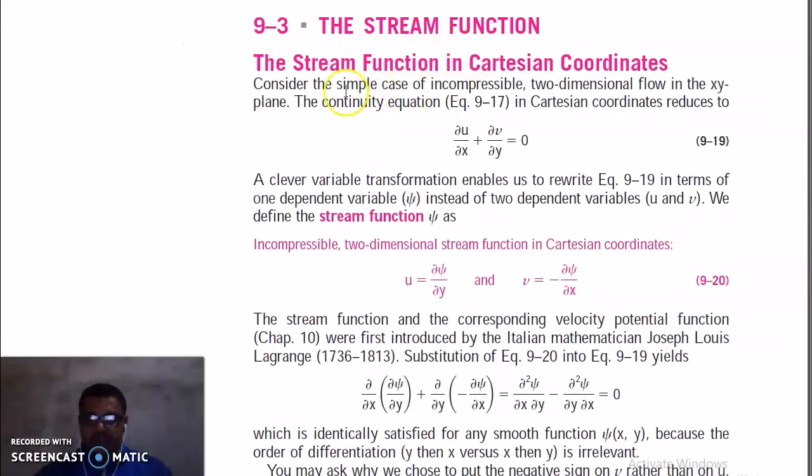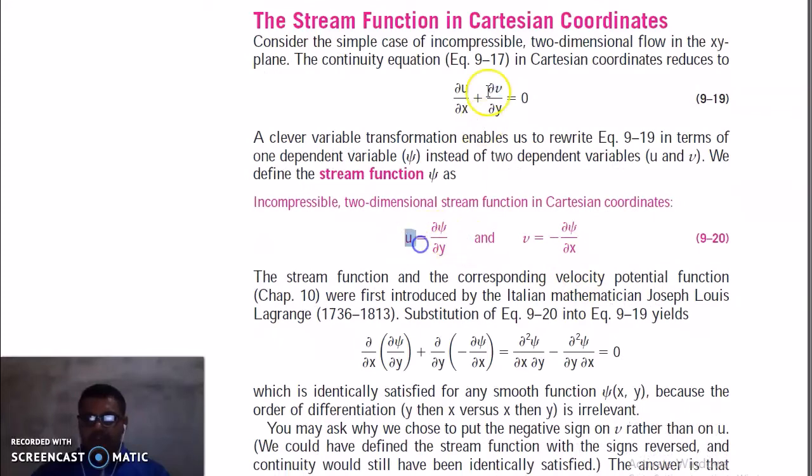The stream function. Consider the simple case of incompressible two-dimensional flow in the xy plane. The continuity equation in Cartesian reduces to del u by del x plus del v by del y is equal to 0. Now instead of u and v, we can replace these with one single dependent variable psi instead of two dependent variables u and v. So we define the stream function psi. Now u is equal to del psi by del y, and v is equal to minus del psi by del x.